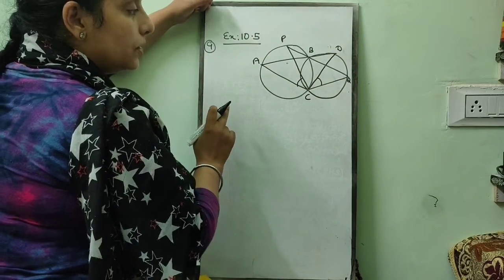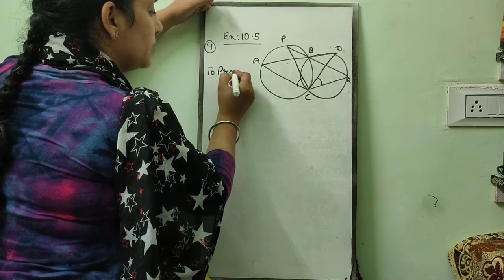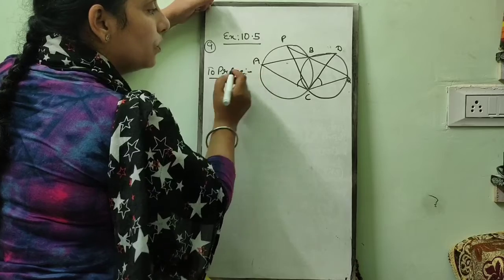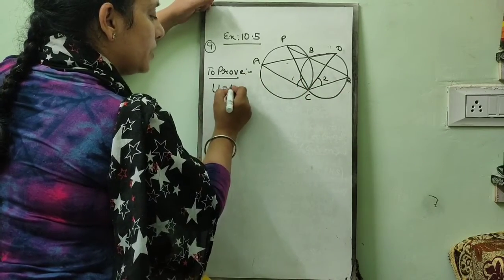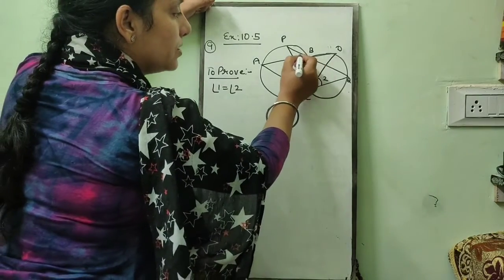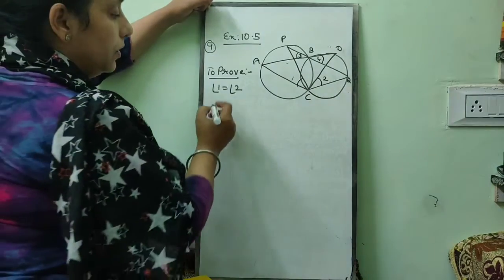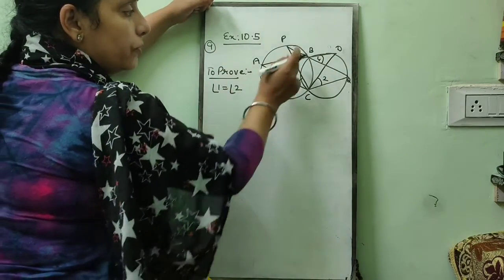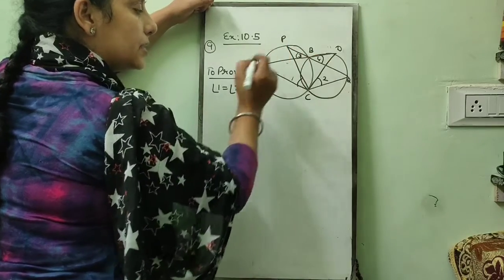Now in the question, it is given to prove that angle 1 is equal to angle 2. Here I am marking two more angles, one is 3, other is 4. Clear? So this is the first circle, this is the second circle.